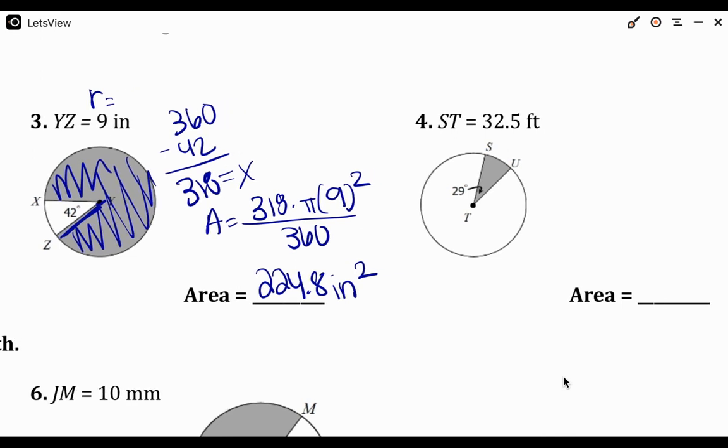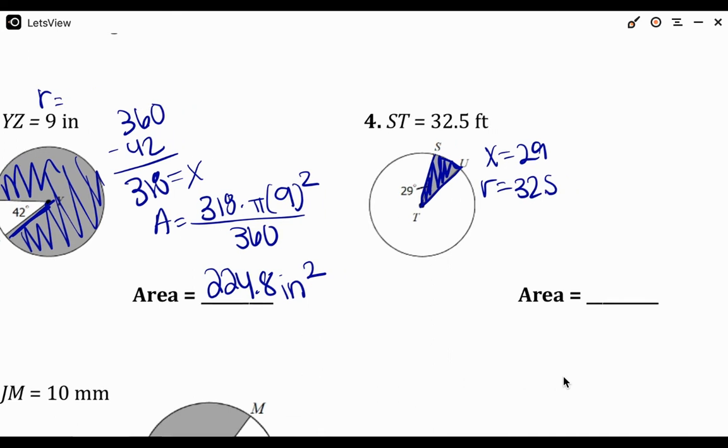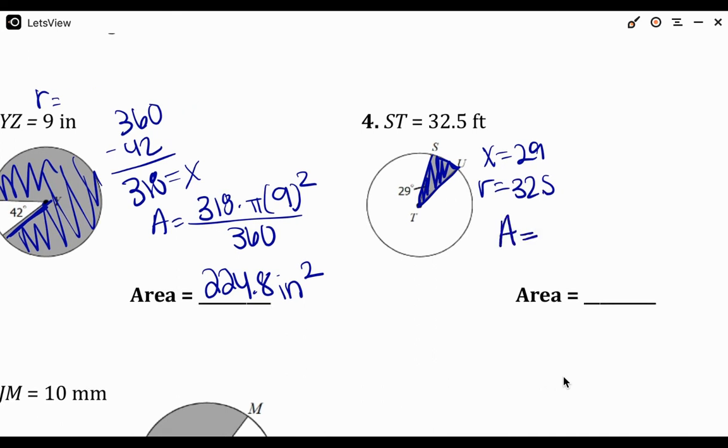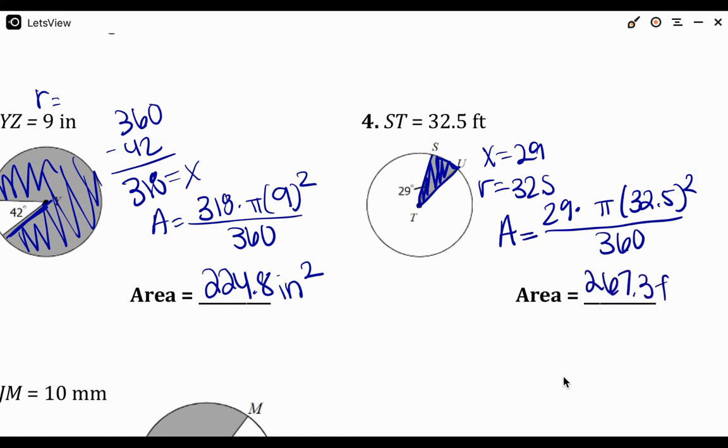Our last one in this group, again, we want the shaded region. Shaded is the 29, so x is 29, r is 32.5. Plug it in your formula. Again, all of this is just formula work. So 29 times pi 32.5 squared over 360. If we plug that in, we get 267.3 feet squared. Again, make sure you're only squaring your radius and that all of this is divided by 360.